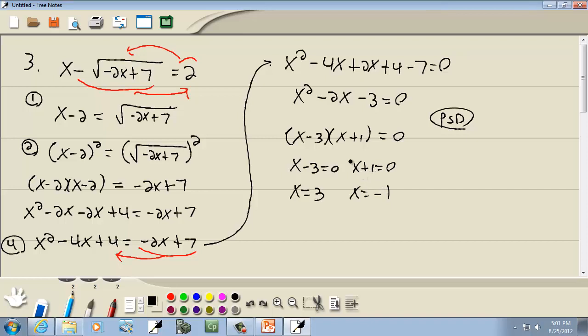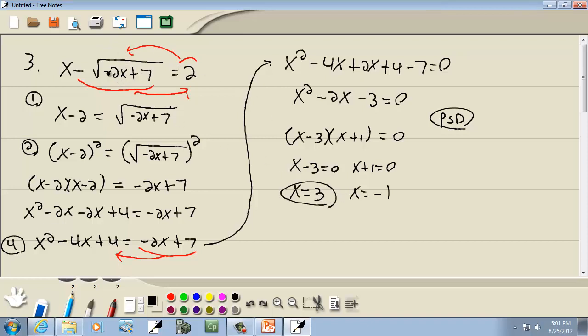Well, step 5, check your answers. If I put 3 back up here, the 3 would be there, minus. Negative 2 times 3 would be negative 6, plus 7 is 1. Square root of 1 is 1. So we have 3 minus 1, and that does give us 2.